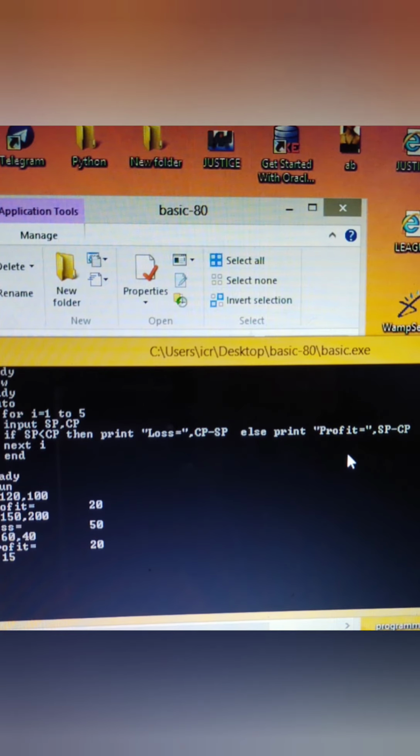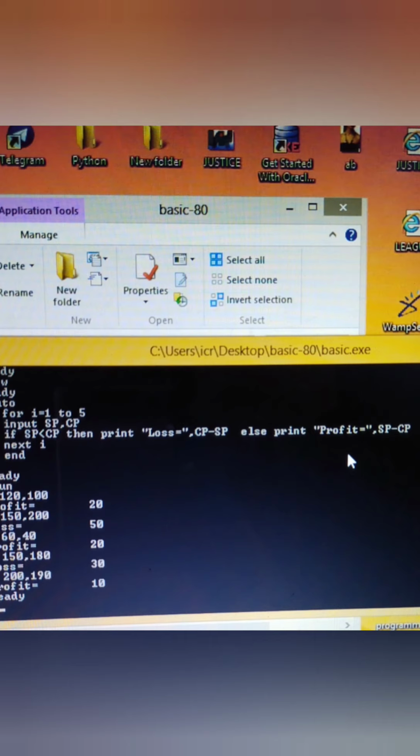Then if I say 150 as a selling price and cost price as 180, so 30 rupees loss has been incurred. And if I say the selling price is 200 and the cost price was suppose 190, so a profit of 10 rupees has been incurred. So 5 times this program has been run. Similarly for 20 products also it will run, right? So these were some of the programs that were important to be discussed with for loop.